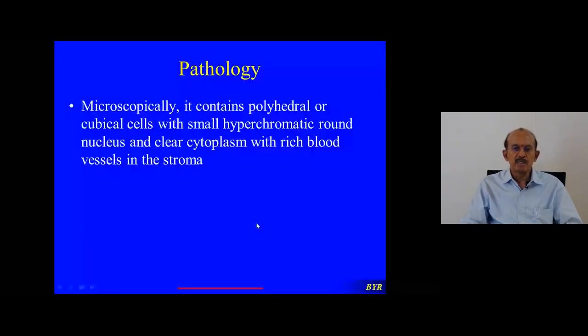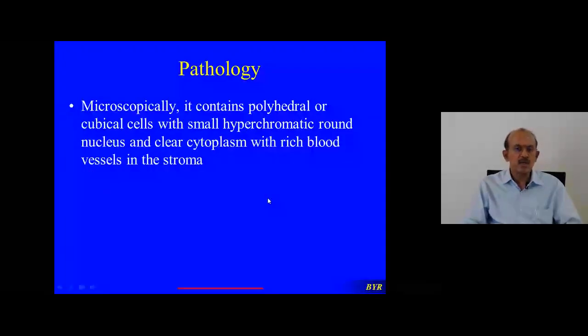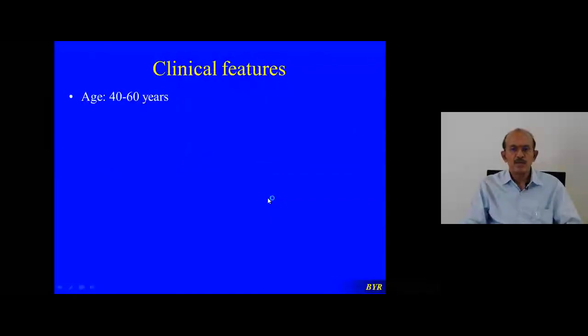Microscopically, the tumor contains polyhedral or cubical cells with small hyperchromatic round nucleus and clear cytoplasm, with rich blood vessels in the stroma, because it is a highly vascular tumor. Clinical features: age of occurrence between 40 and 60 years. Males are commonly affected.